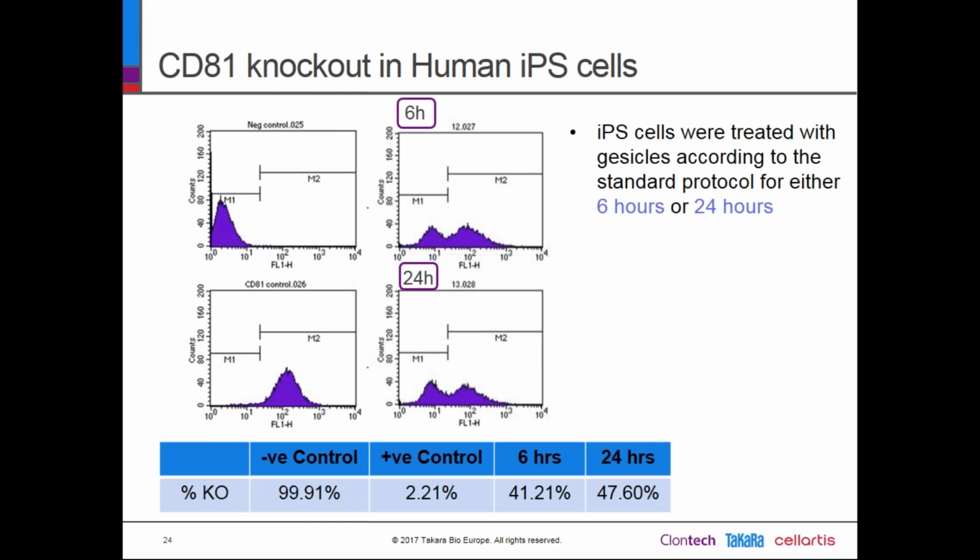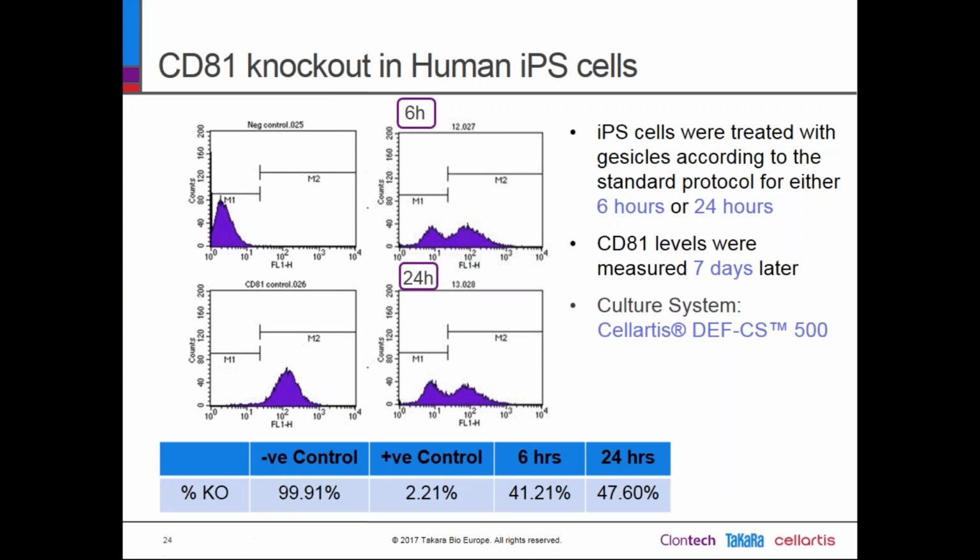Another example of a bit more tricky cell types are human induced pluripotent stem cells. Here again we knocked out the CD81 receptor. You have here the positive control of the expression of the receptor and the negative control showing just the autofluorescence of the cells. We treated the iPS cells following the standard protocol with a bit longer incubation with the vesicles, 6 or 24 hours instead of the 4 hours in the standard protocol. Then we measured the CD81 levels 7 days later by FACS. What you could see is that we could achieve between 40 to 50% functional knockout, shown here by this leftward shift of the peak.